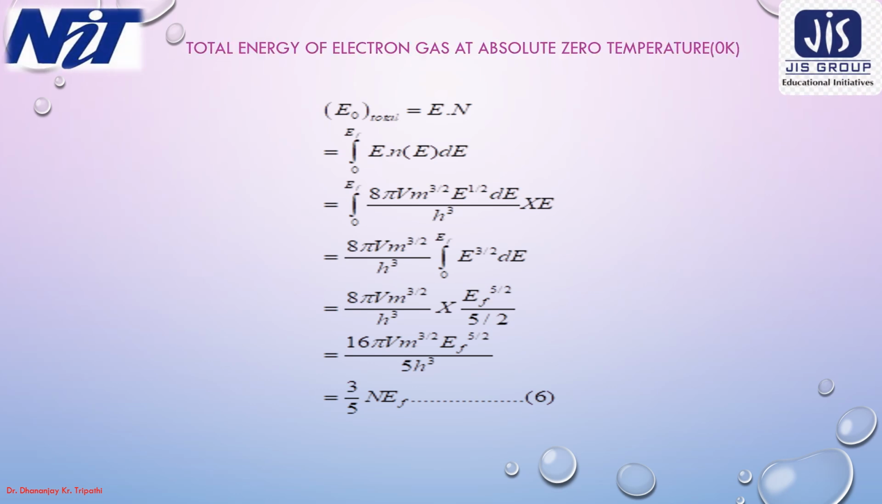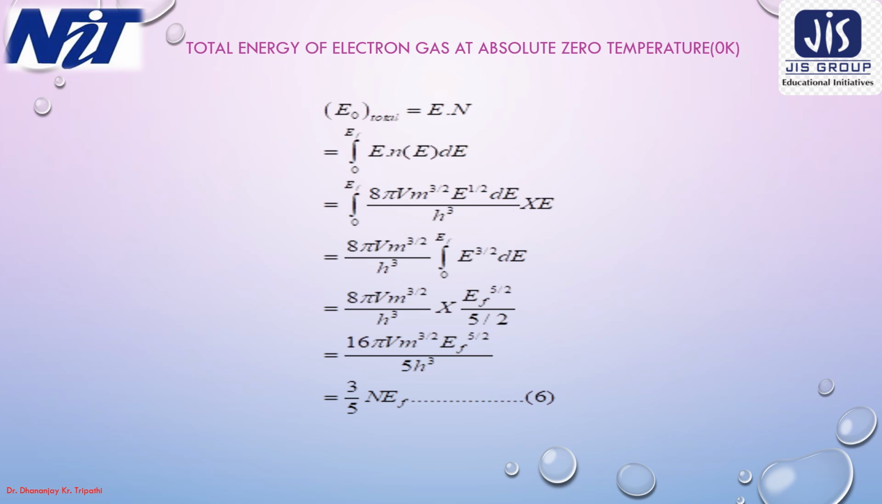Total energy of electron gas at absolute zero temperature. The total energy of the electron gas at absolute zero temperature can be found by multiplying the energy of one electron with the total number of electrons. So if we suppose E naught total as the total energy at absolute zero, capital E as the energy of one electron, and N as the number of total electrons in the whole electron gas, then E naught total is equal to E into capital N.